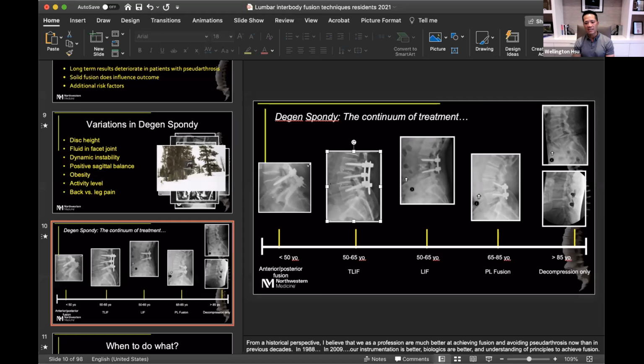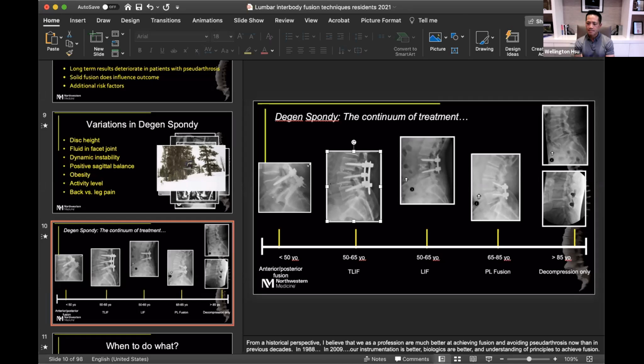I try not to talk myself into doing an interbody for that indication alone. But I feel like I can hang my hat on those, and I think there is some data to support it. I don't think there's a lot of data, but I think there's some data to support it. So that's where I would go with that.